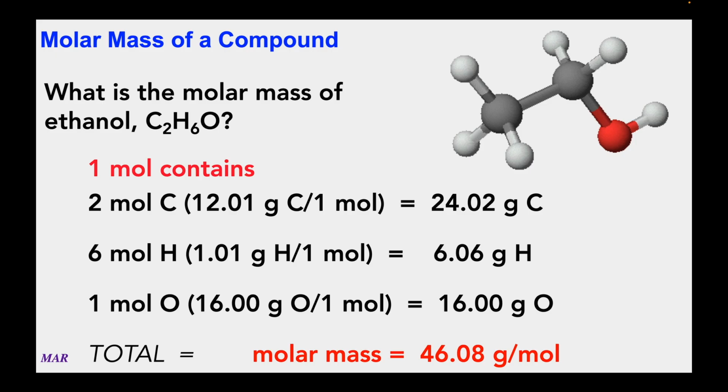To figure out how much carbon it would be, there would be 2 times 12.01, or 24.02 grams of carbon. 6 times 1.01 would be 6.06, and we'll add that to 16.00 for oxygen. So the molar mass, which is the total mass in this case, is 46.08 grams per mole. And that's how you calculate the molar mass of a compound. You just multiply the individual elements by how many you have, add them all together, and you're good to go.